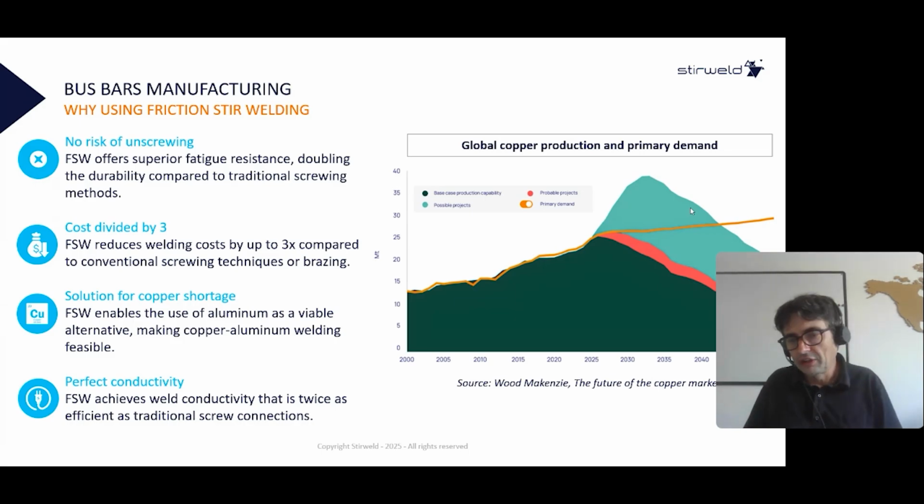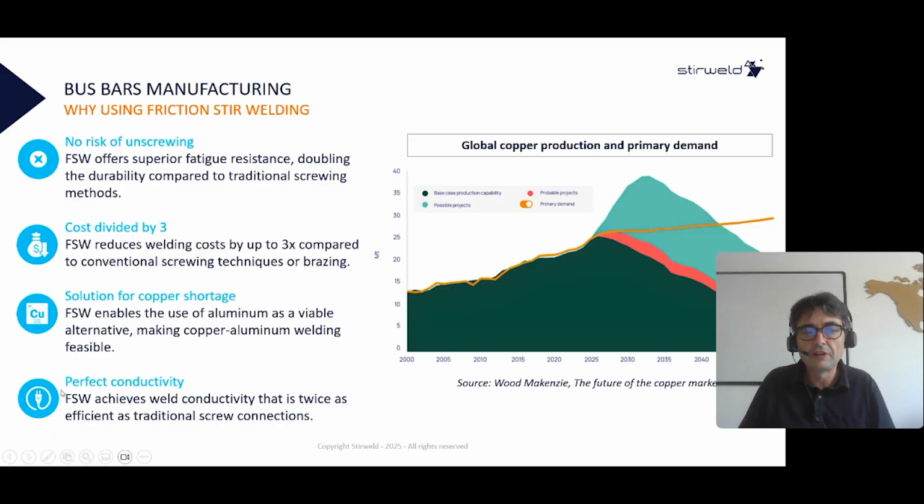And why friction stir welding is so interesting is that it is the only welding process to weld copper with aluminum. To reduce the impact of the copper cost on your product, you must use less copper. So you can replace it with aluminum, but at a specific location you must weld copper with aluminum. And friction stir welding is the only process for that.